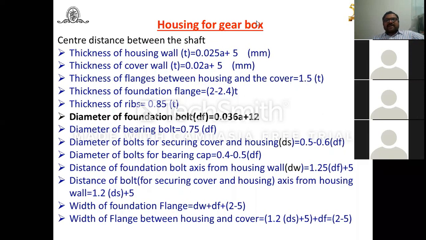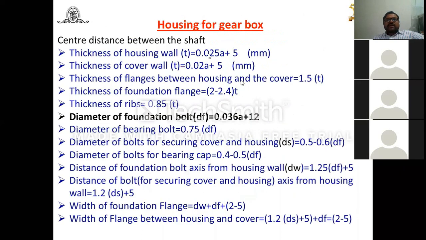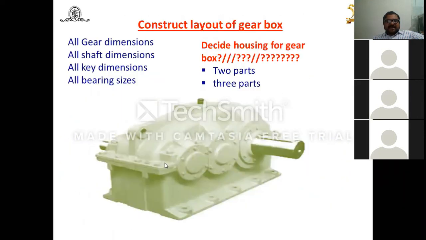Thickness of the housing wall. But here in the VB Bhandari book, the thickness of the housing wall is calculated from A, which means center distance. So what you have to do first is find out the center distance of output and the center distance from input. You will get the center distance. Once you know the center distance from input and output, don't consider input and intermediate, only input and output. Then center distance multiplied by 0.025 plus 5, you will get the thickness of the housing wall. Cover wall, meaning the upper casing, is 0.02A plus 5. Thickness of flanges. Flanges means this flange here.